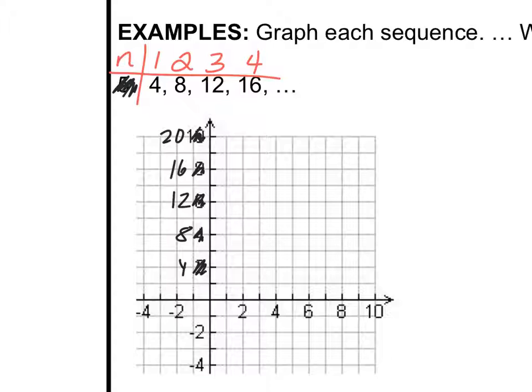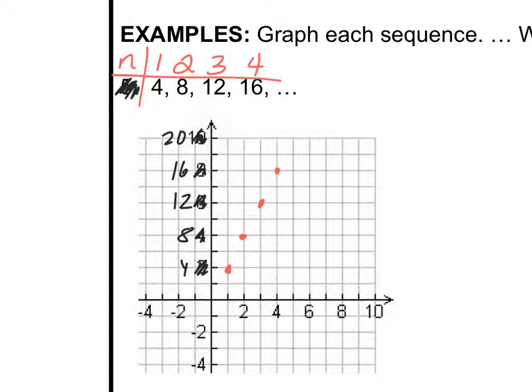So our first point is (1, 4), and you go and graph it. Our next point is (2, 8). Then (3, 12), (4, 16). Do not connect them. This is not linear because it's not actually connected by a line. This is a list of numbers in a sequence.